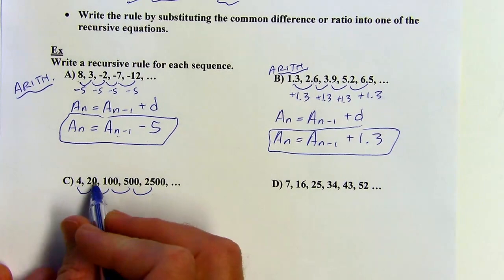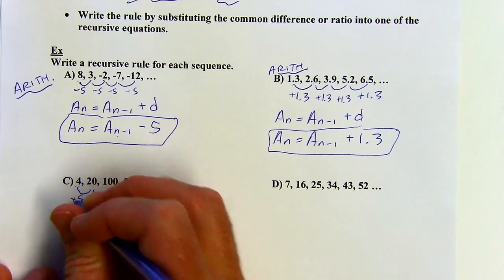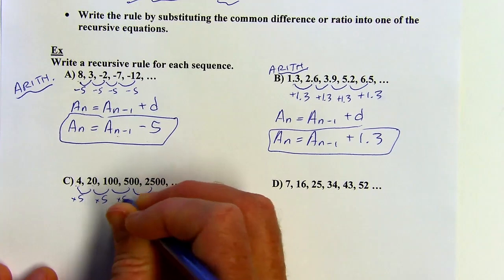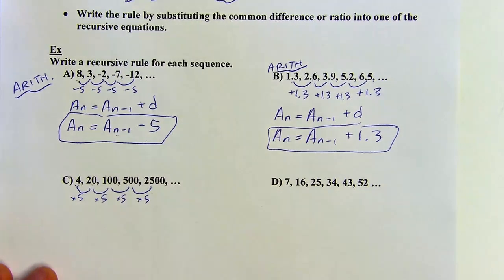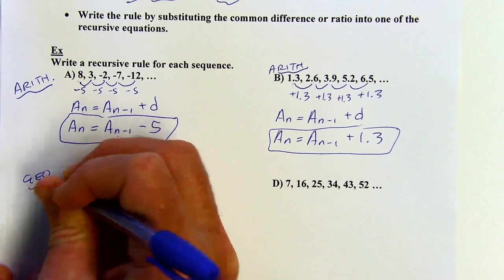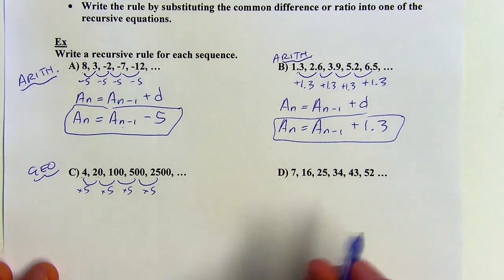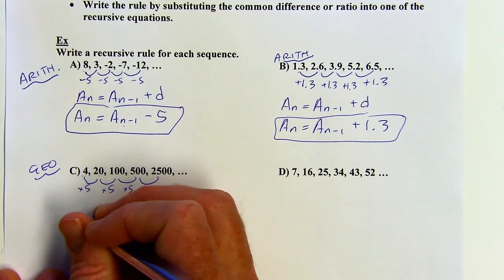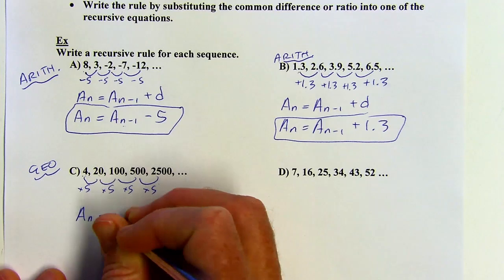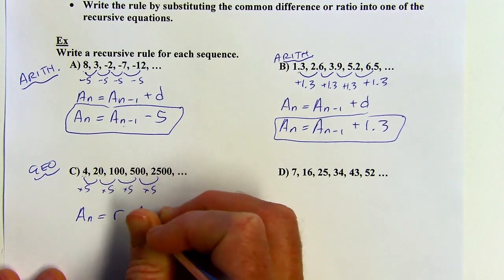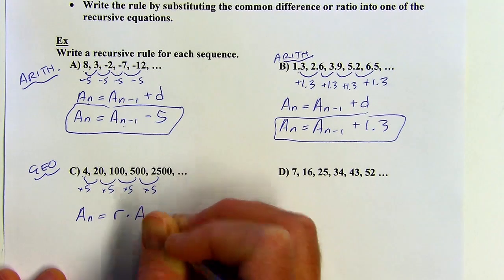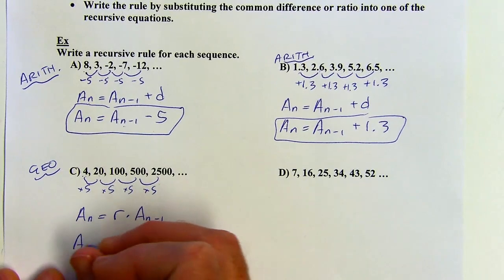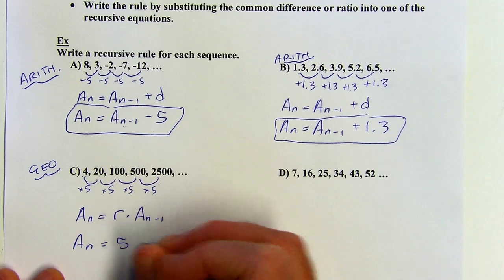Okay, so 4 times something is 20, that would be times 5. 20 times 5 is 100, 100 times 5 is 500, and so forth. So it does work multiplying by 5. So this one is geometric. Okay, so from the top of the page, I get to choose that other recursive equation. That's going to look like this. Okay, so all I have to do here is plug in the ratio. Ratio is 5, already found that.